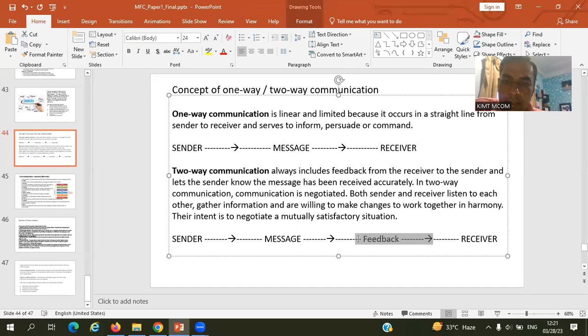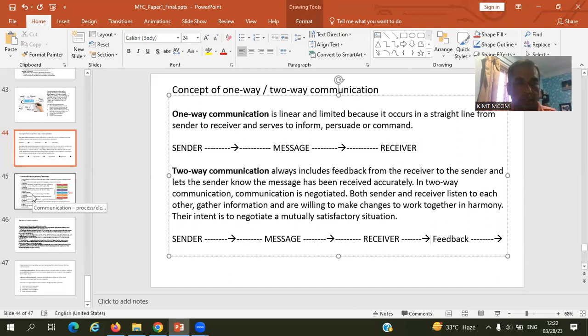I think this is the order. Okay. So the sender is sending the message, then the receiver is getting the message and feedback is coming. That is the concept behind two-way communication.